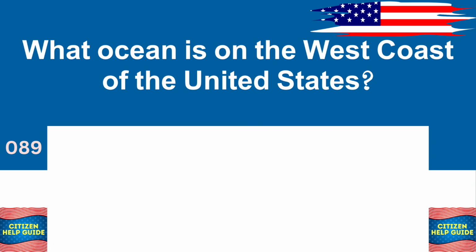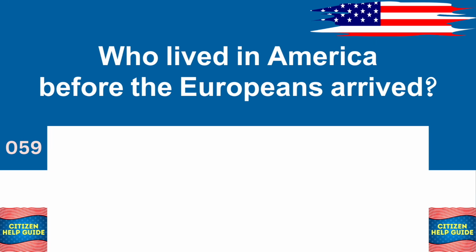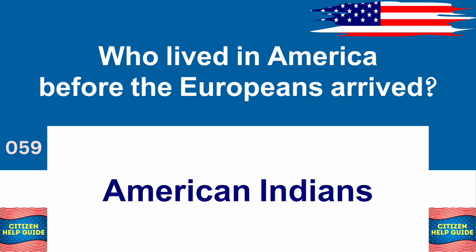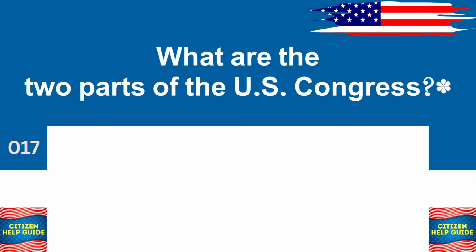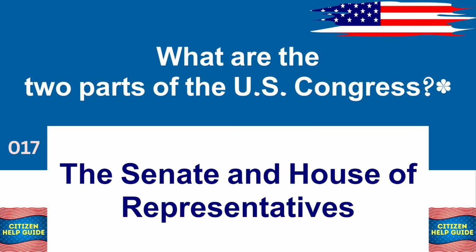What ocean is on the west coast of the United States? Pacific Ocean. Who lived in America before the Europeans arrived? American Indians. What are the two parts of the U.S. Congress? The Senate and House of Representatives.